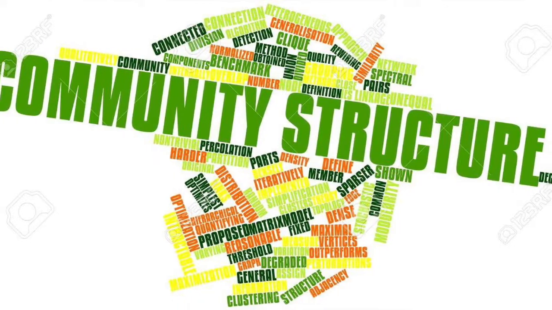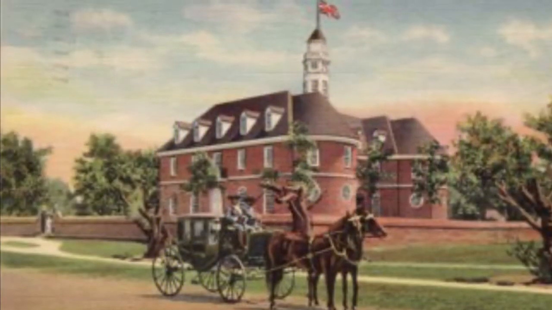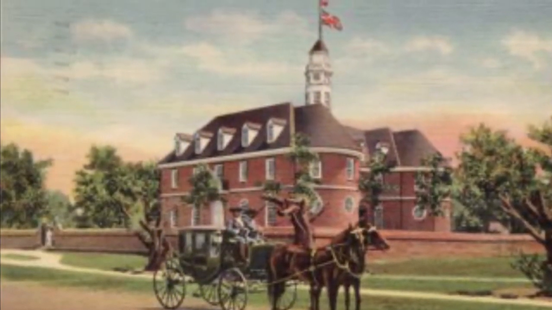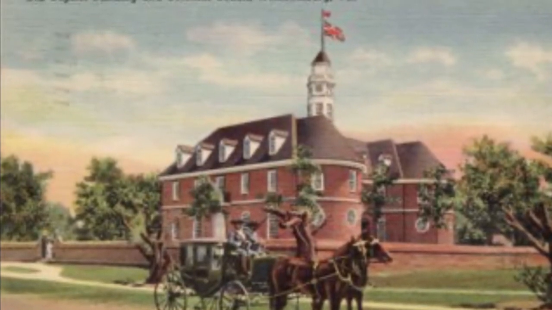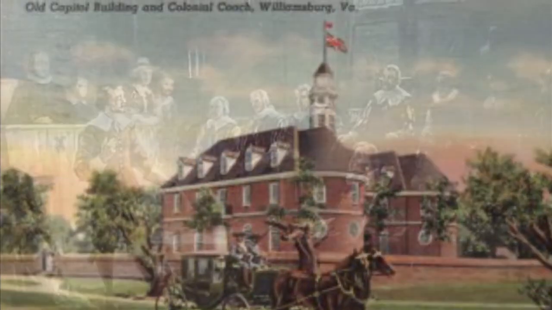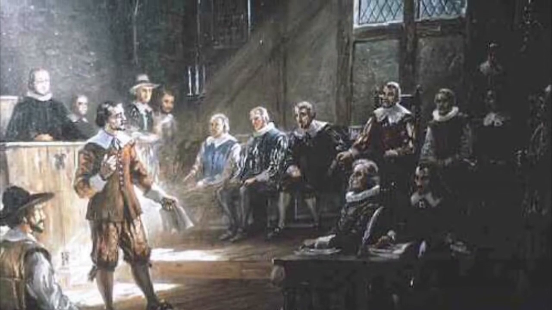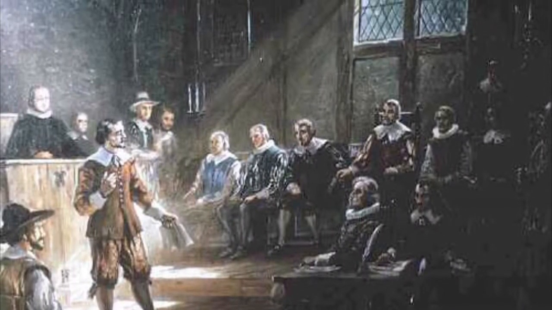Community structures. The House of Burgesses. It was the first legislative and democratic form of government in all of the English colonies, which was first started in Virginia. It was a representative government which was run by a group of representatives and gave voting rights to all citizens.